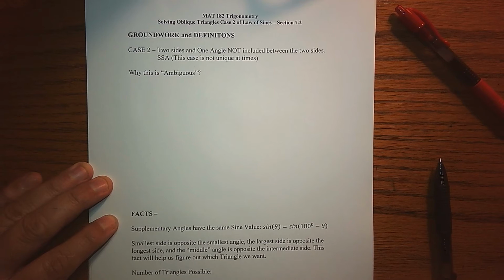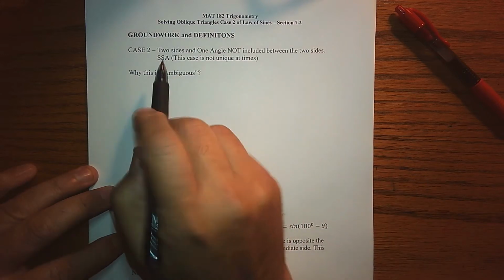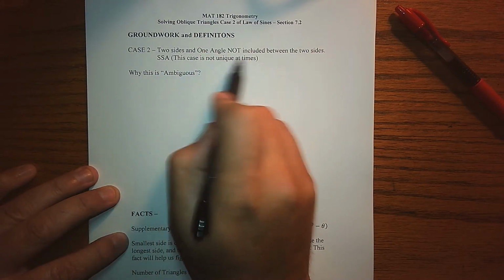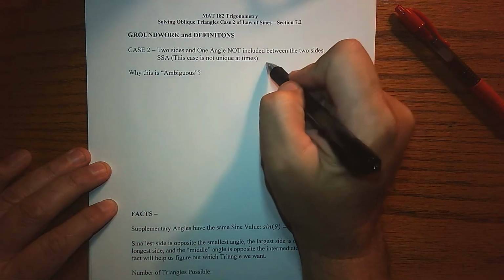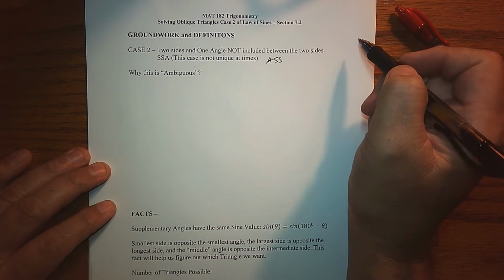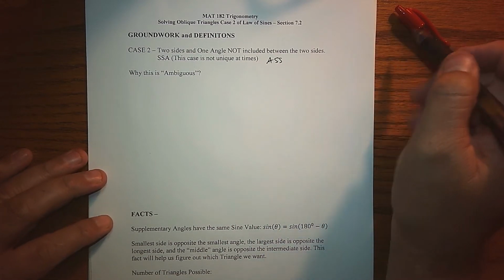Alright, so let's go ahead, and we're still going to be working with the law of sines, but we're going to be looking at case 2. That case was when we had two sides that were known and then an angle that's not included between them. So SSA, or what I playfully call ASS, right? So we'll try not to make an ass of ourselves when we do this.